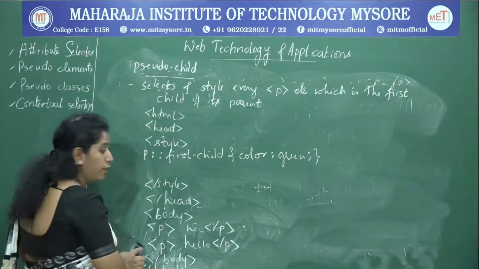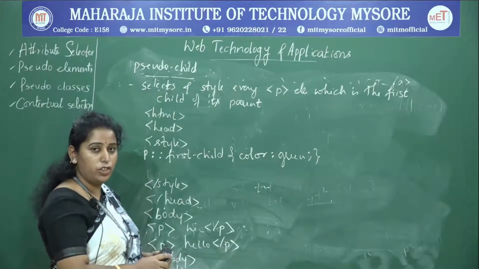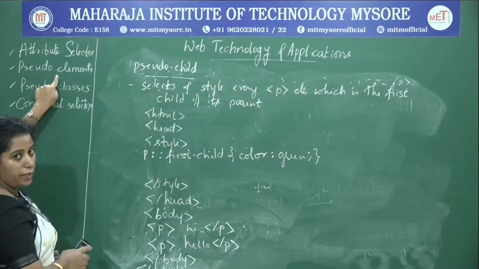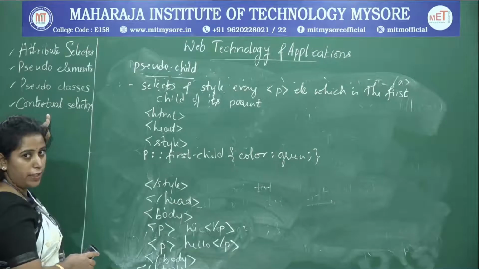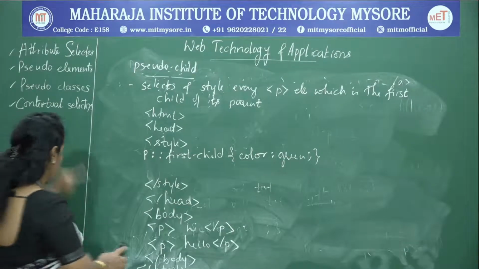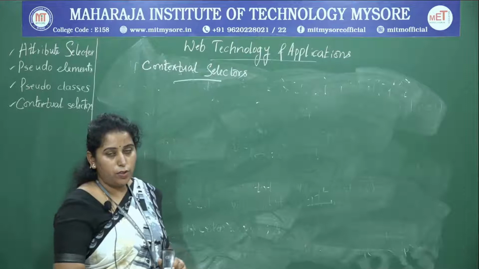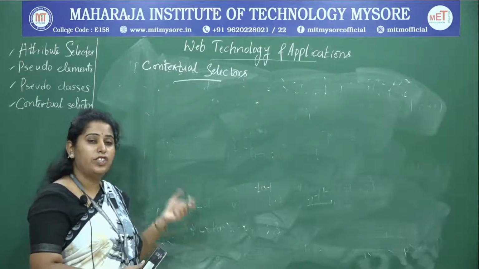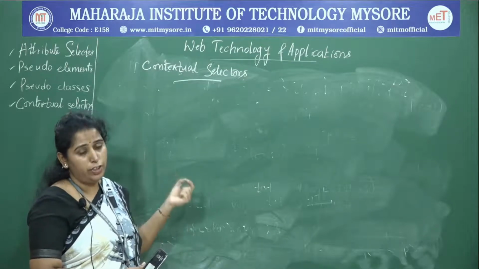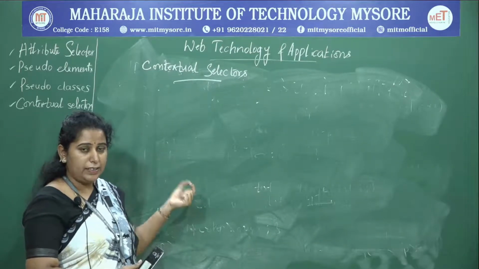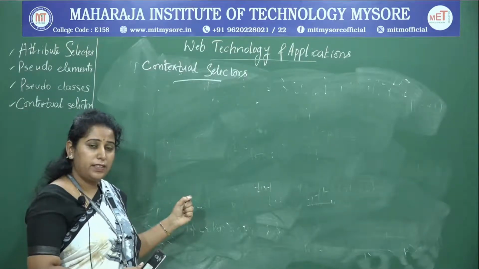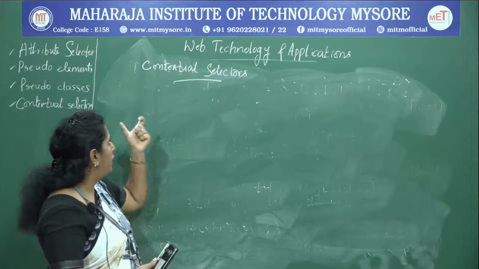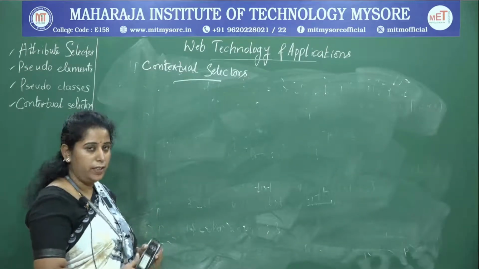Okay. So now we will move on to the next topic, that is contextual selectors. I have completed attribute selectors, pseudo elements, pseudo classes. We will move on to the next type, contextual selectors, which are also named combinators. These selectors select an HTML element based on their relations, for example ancestors, descendants, siblings, general siblings, and so on. There are different types of contextual selectors.